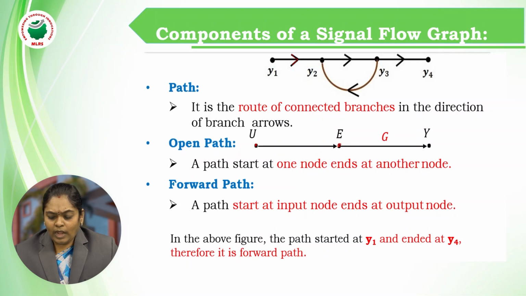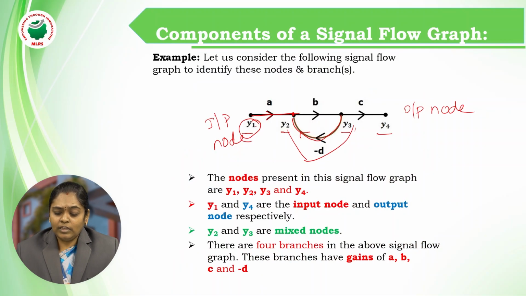After reaching node E, again it is moving towards the Y. So the transferring of a signal from one node to the other node is nothing but called an open path. But what is meant by a forward path is it should start at an input node and end at the output node. So in the previous figure, y1 is an input node and y4 is the output node. So the path between y1 and y4 is called a forward path, and the paths between y1, y2, y2, y3 and y3, y4 are called open paths.